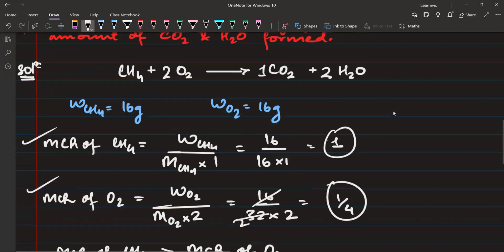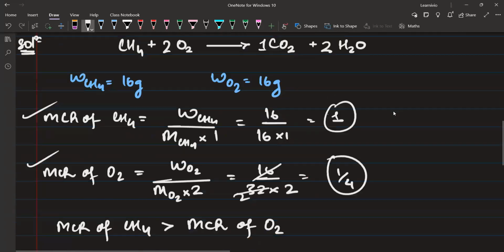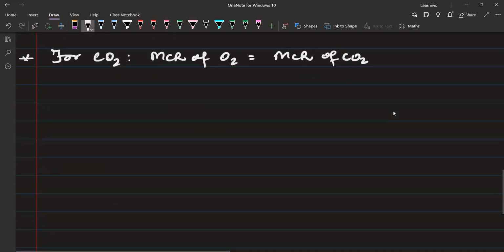See, they're asking what is the amount. Amount can be many things, but the best thing to write the amount in is grams.